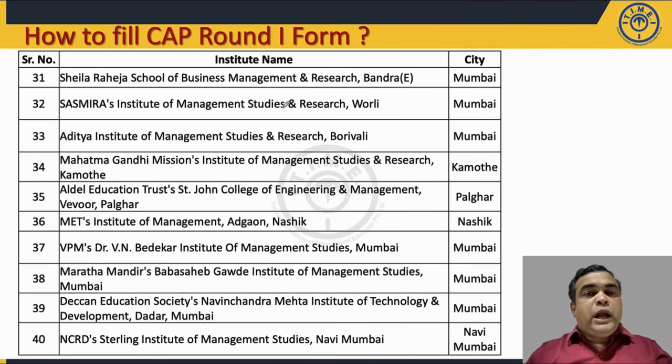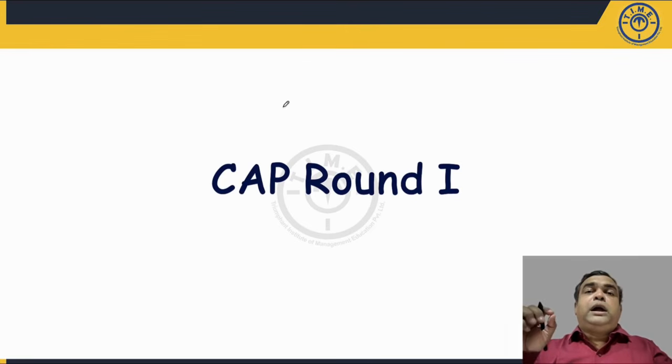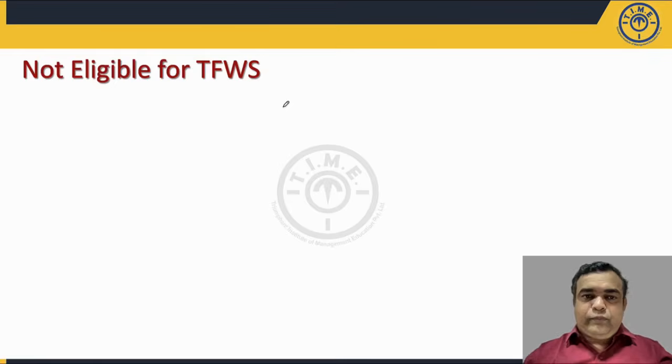Fine. Now, when you're filling the form, please understand, you have to fill the form in a very particular order. That is very important. So how am I going to fill the form for CAP round 1? I put this into 3 categories. The people who are not eligible for tuition fee waiver schemes. Right now, looking at your final merit list document, whether you're eligible for that or not. If you're not eligible, your job is easy.